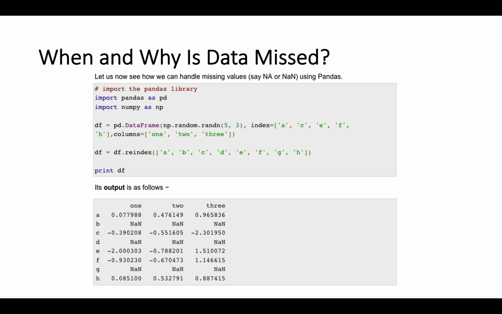Using the df reindex function, we can create a data frame with missing values in the output. We can find the NaN, meaning it is not a number.